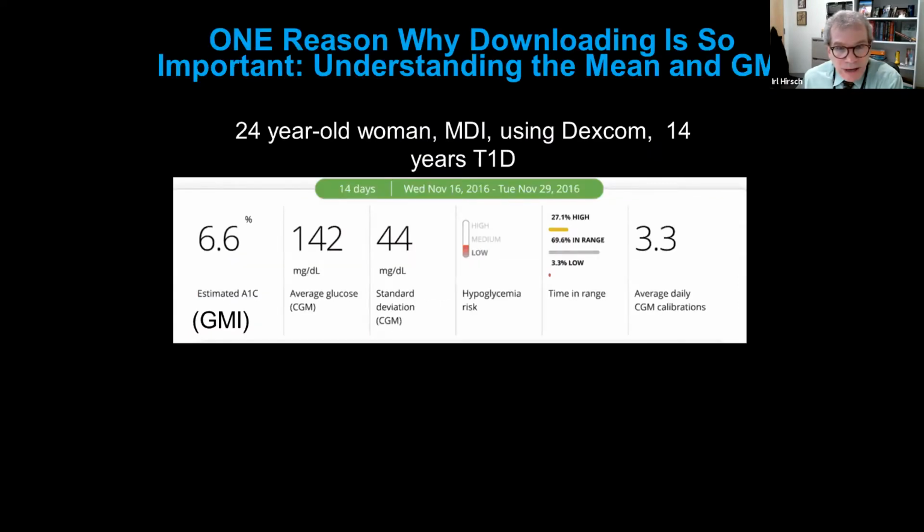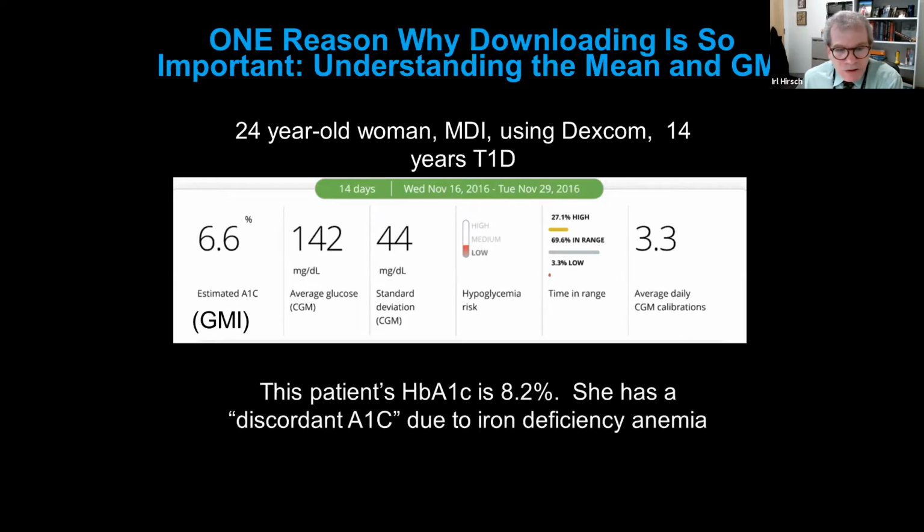Well, here's somebody else. This is a 24-year-old woman with multiple injections on a Dexcom. She's had her diabetes for 14 years. You can see her GMI. Her estimated A1C, which we used to call it, or GMI now, is 6.6%. But her actual measured A1C is 8.2%. This is an actual patient of mine.